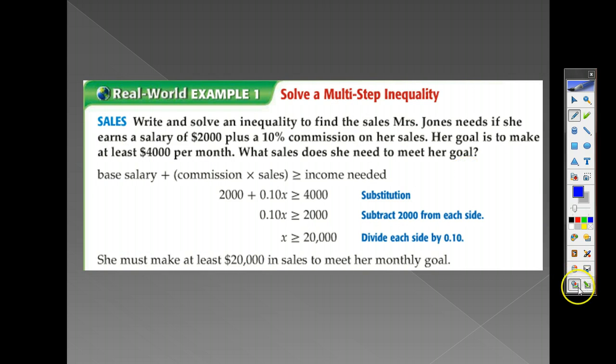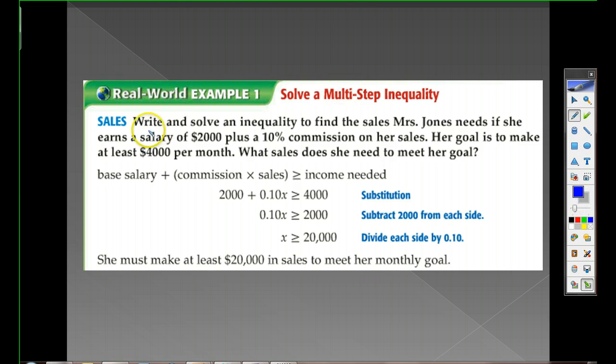Okay, so the solution to Mrs. Jones' salaries. Okay, write in solving inequalities. Find the sales Mrs. Jones needs if she earns a salary of $2,000. Oh, actually, I want that in red. Okay, so her salary is $2,000 plus, there's a plus sign right there, 10% commission on her sales. So her goal is to make at least $4,000 a month. She needs to make at least that, at least. Okay. What sales does she need to make to meet her goal?